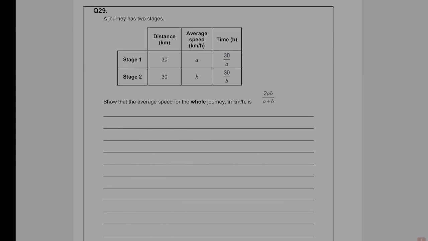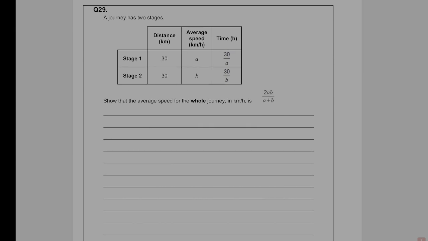Okay, question 29. A journey has two stages. Show the average speed for the whole journey in kilometers per hour is 2ab divided by a plus b. Okay, so I've just done a lesson on compound measures with my year 11s. So we didn't go into this advanced, but right.